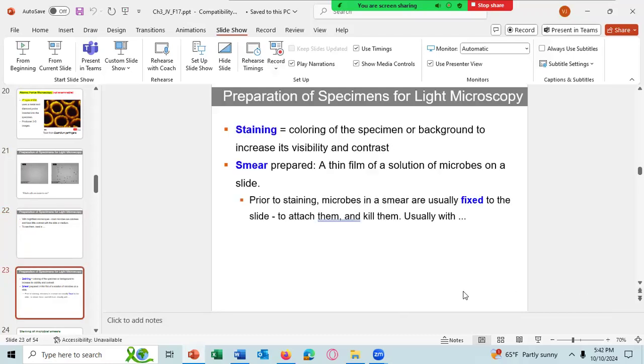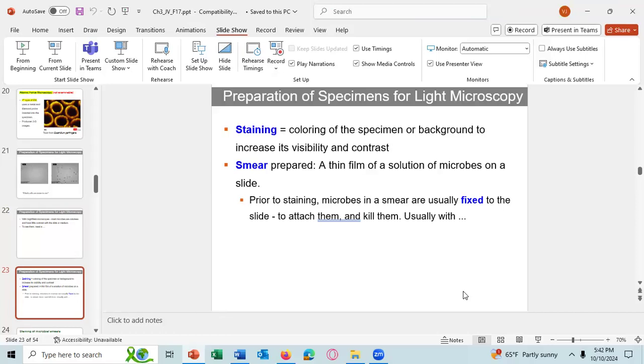Staining is coloring the specimen or coloring the background of the slide to increase the specimen's visibility simply by increasing the contrast between the specimen and the background of the slide.